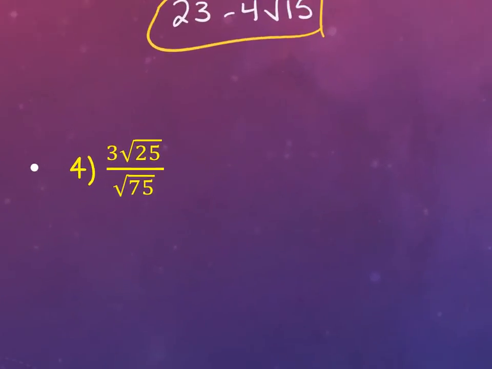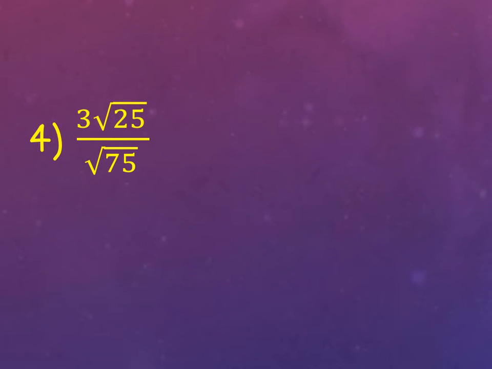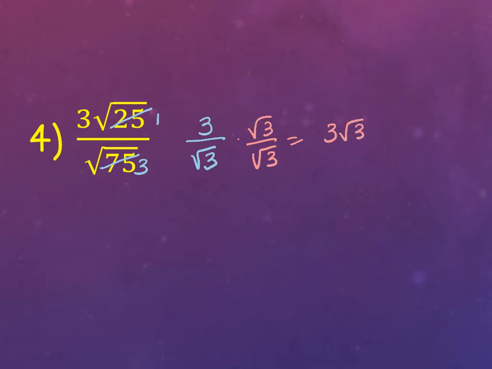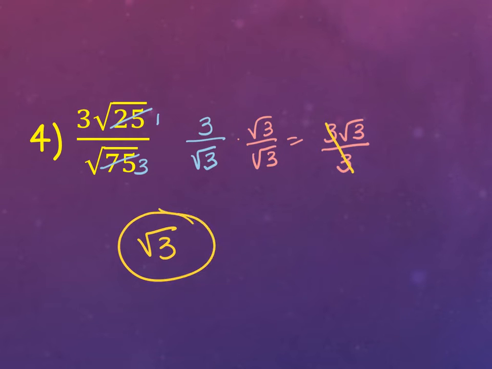Then comes number 4. This time I can simplify because both the 25 and the 75 are underneath the root. So I can say 25 goes into itself once and into 75 3 times. 3 times the square root of 1 is just 3 over the square root of 3. It has to get rationalized, so we multiply both the top and the bottom by the square root of 3. And I end up with 3 root 3 over 3. The 3's cancel, and my answer is just square root 3.